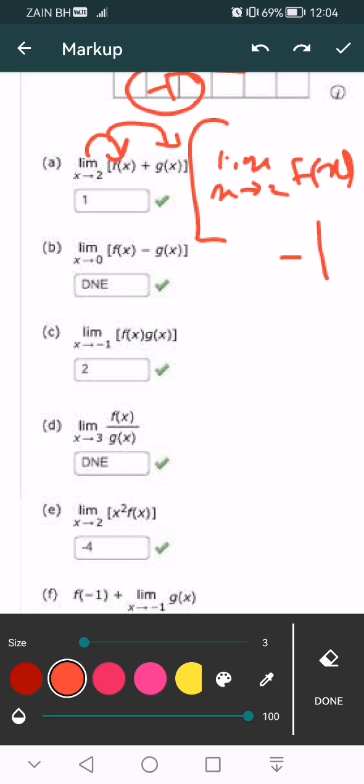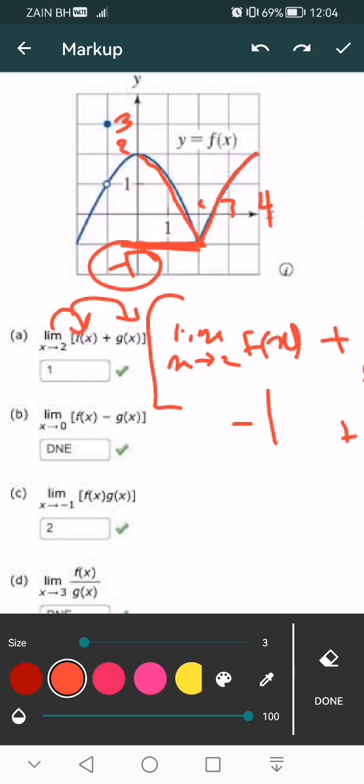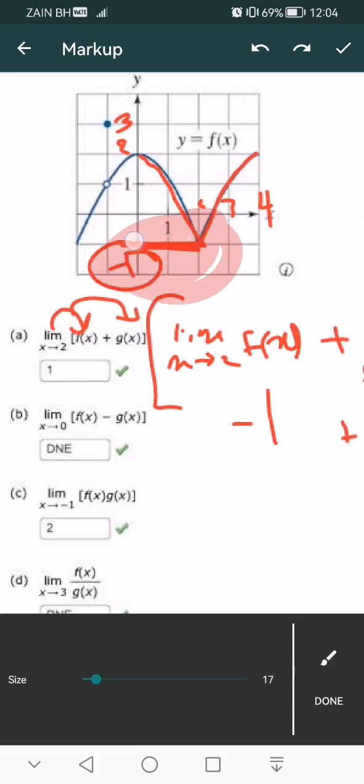Okay, now this one, x goes to 0 for f of x minus g of x. What is the limit of x goes to 0 of f of x?